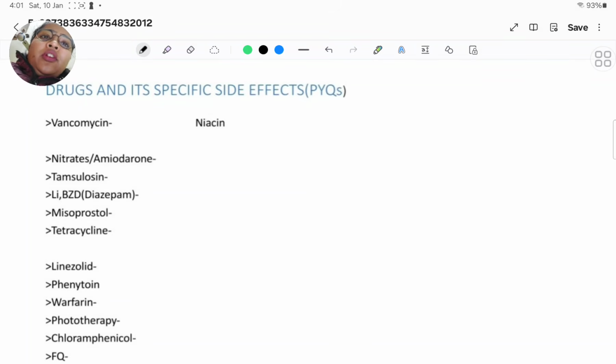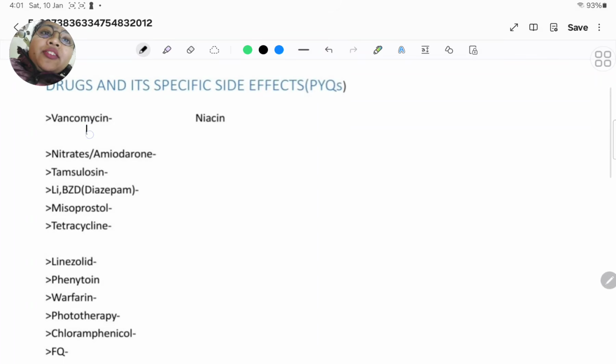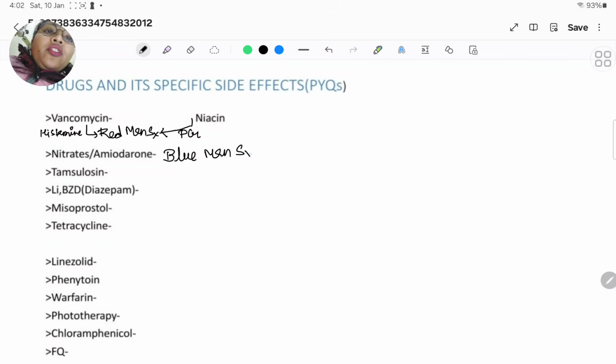So first, we all know that vancomycin has a side effect, Redman syndrome. But here is another point: niacin also causes Redman syndrome. The vancomycin Redman syndrome is due to histamine, and the niacin one is due to prostaglandins. And for nitrates and amiodarone, you all know that amiodarone causes blue man syndrome, but along with amiodarone, nitrates also cause blue man syndrome.